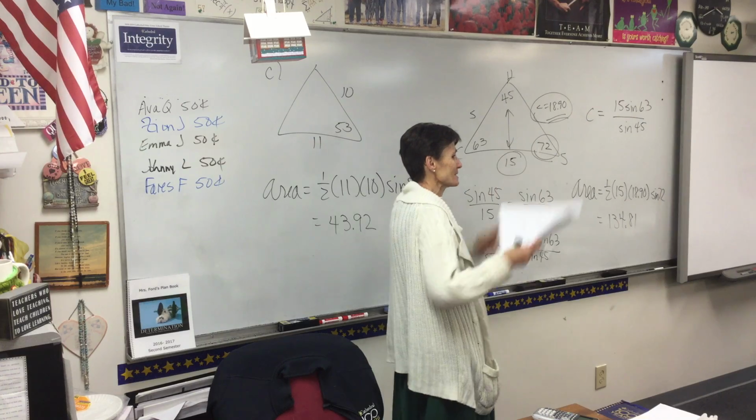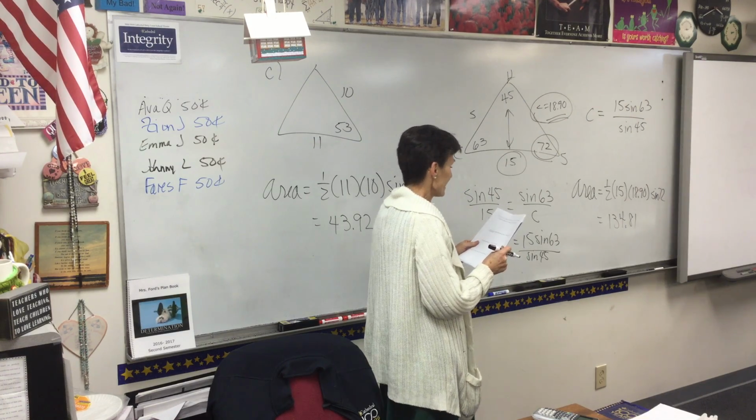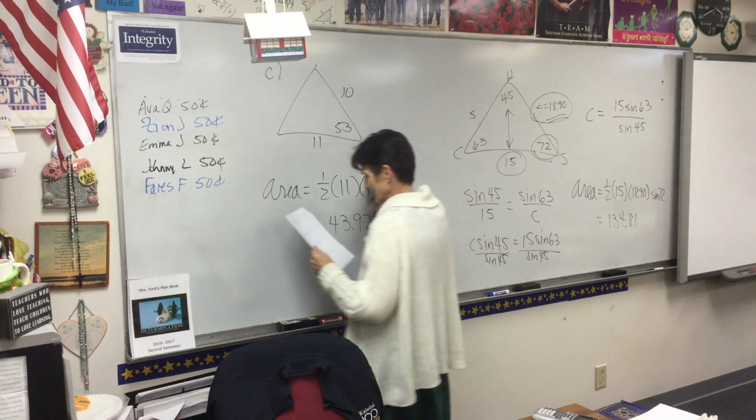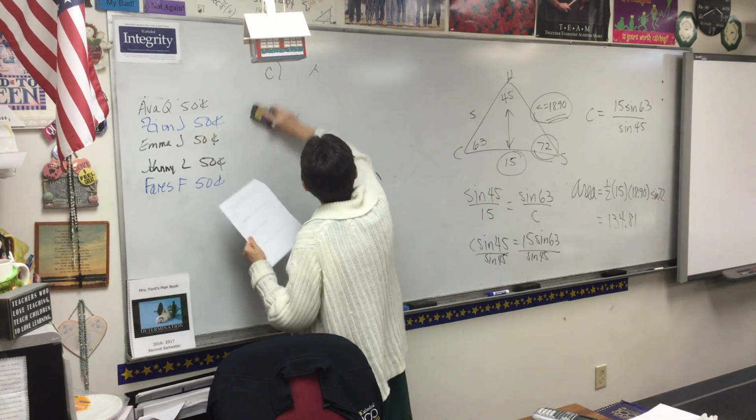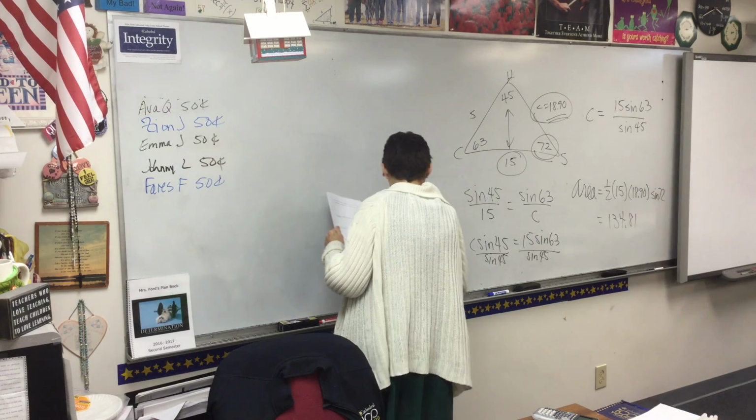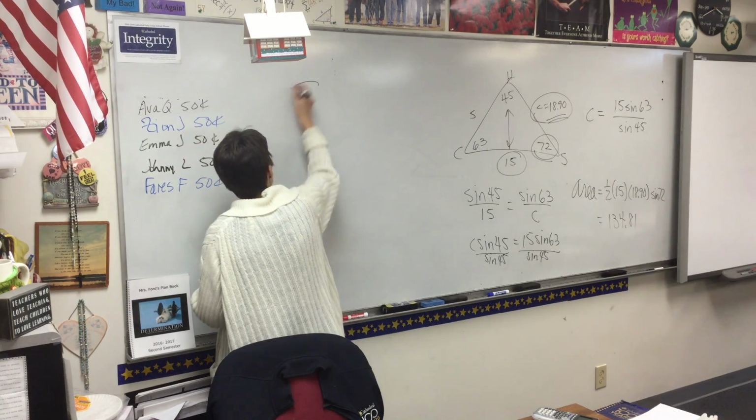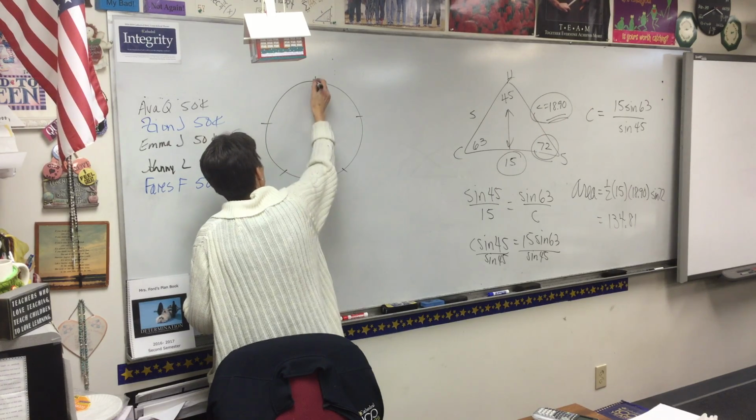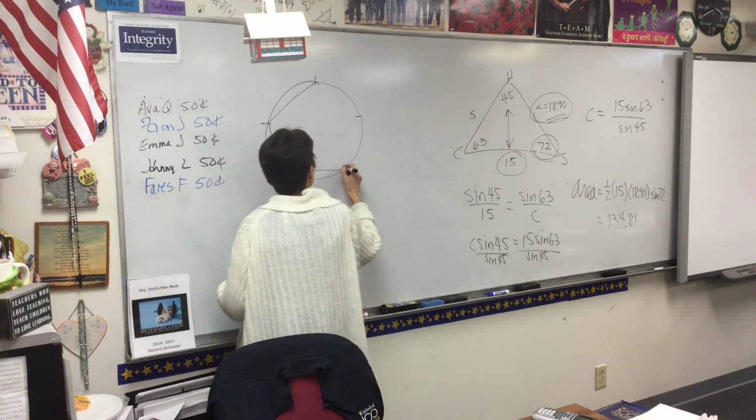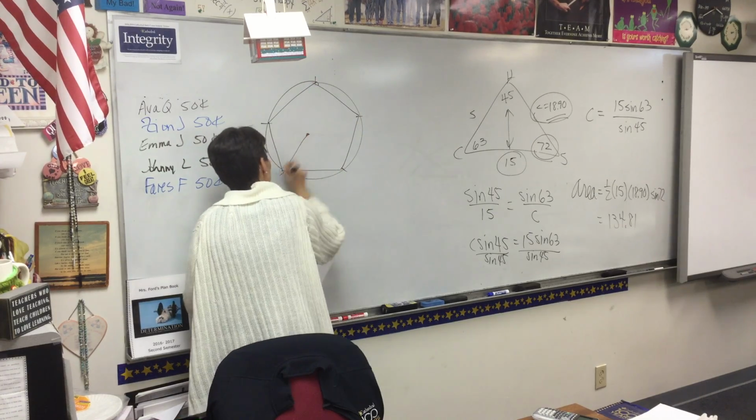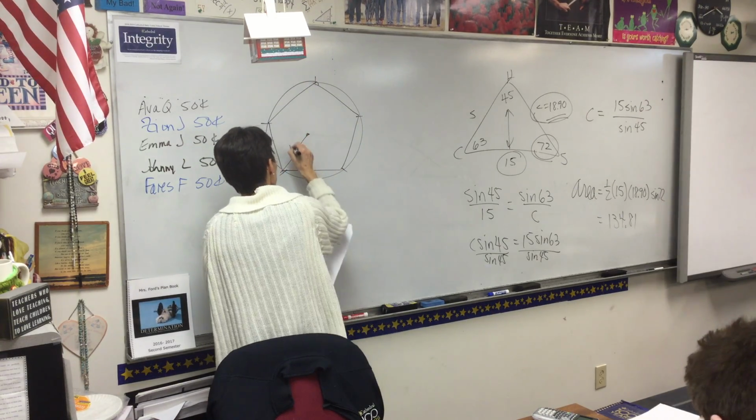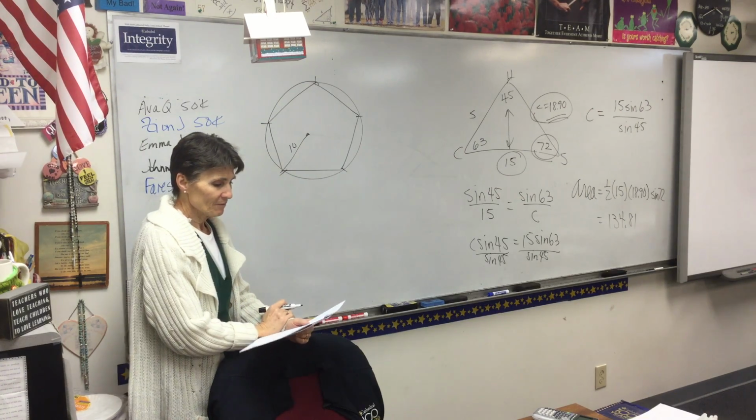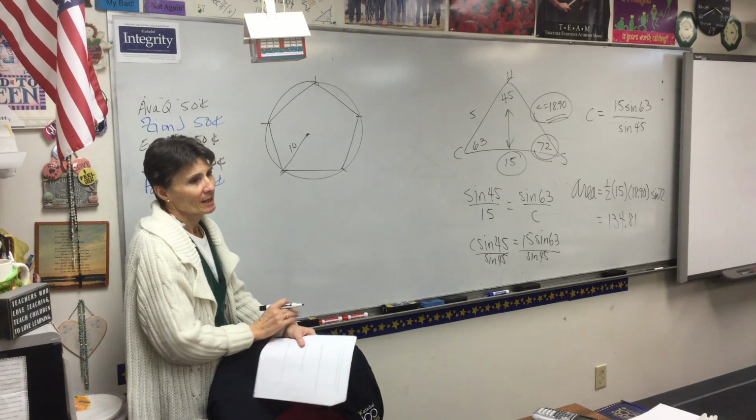Oh, here we are again. What's left? Our handy-dandy word problems. Some of these look familiar. Here we go. We better get these right. We've got a regular pentagon inscribed in a circle with a radius of 10 feet. And we're going to find the area.